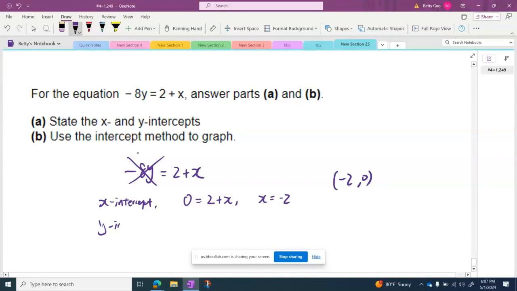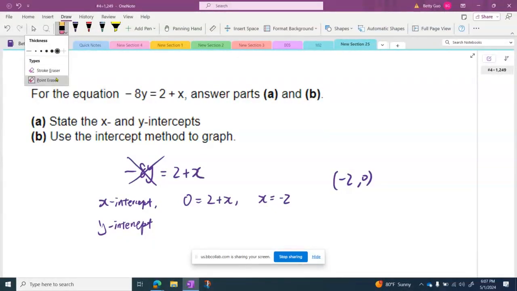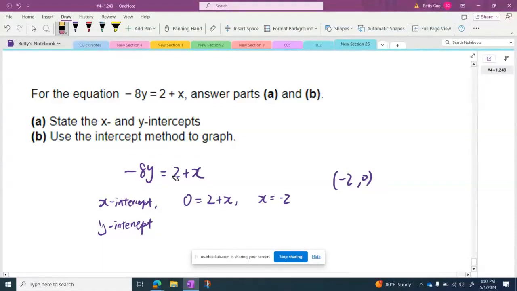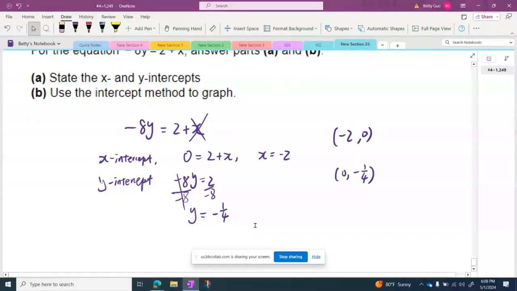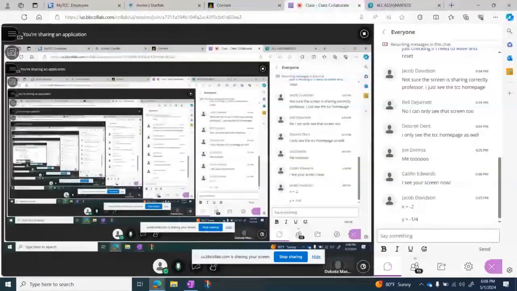And to find the y-intercept, we make x be 0. Then we have negative 8y equals 2, and divide each side by -8. Cancel, cancel, and then y equals 2 over -8, that is -1/4. So the y-intercept is (0, -1/4). All right, so those are the two intercepts.